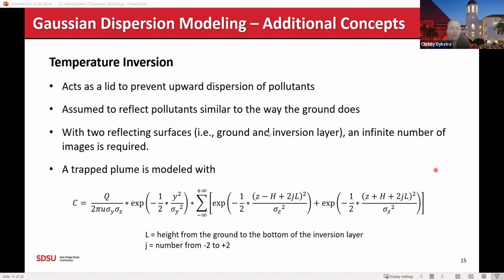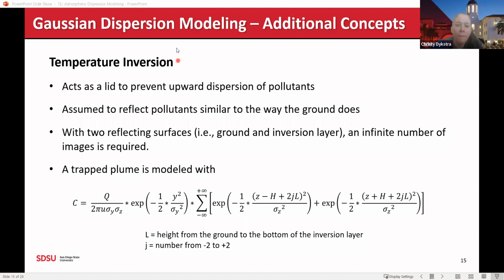So it acts very similarly to a surface, sort of like what we talked about when we looked at the ground, where it reflects the pollutant off of the ground when the plume hits the ground, right? In a similar way, now we have a lid at the top that's reflecting pollutants downward. So as they come up, they hit and go downward.